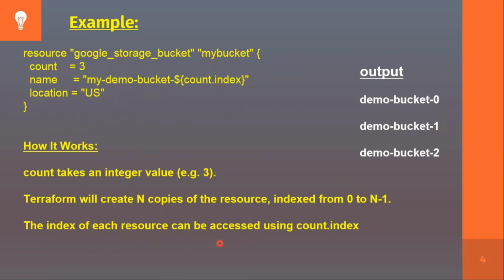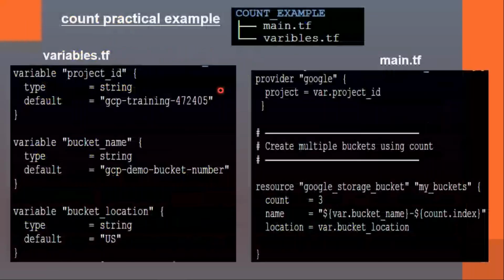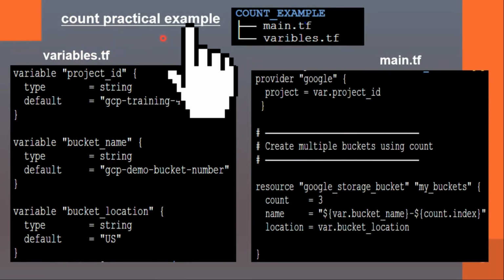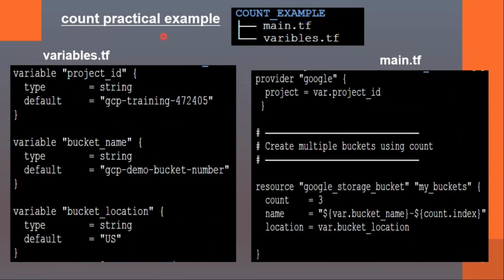And next, each resource will be accessed based upon the index using count.index if you are using the count meta argument. Just always remember this. That is the basic explanation of the count meta argument. So we are going to implement this particular example practically as well. This is a practical demo example for the count meta argument. I have created one folder, count_example. In that I have kept 2 files. One is main.tf, another one is variables.tf.